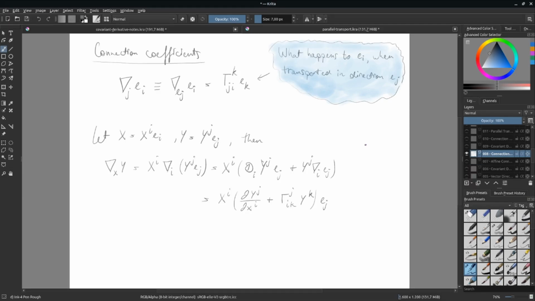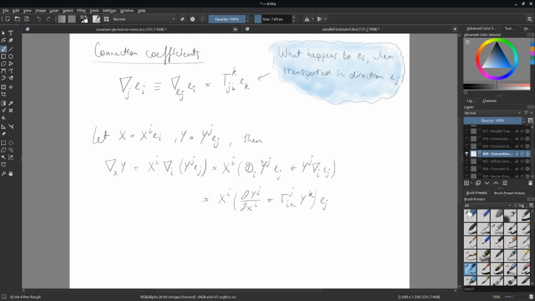Now back to connection coefficients. We have this rule of the covariant derivative in direction j of the ith basis vector, and this gives us the expression of the connection coefficient. So it basically tells us if I take my ith basis vector and parallel transport it in direction ej, it becomes a new tangent vector and I can express it in the local basis, and so I need these ek vectors, and that's why you have this object that gives us the expression of our vector after parallel transport.